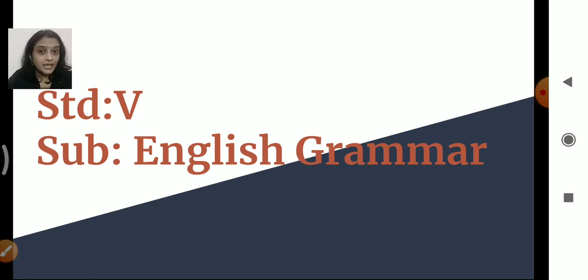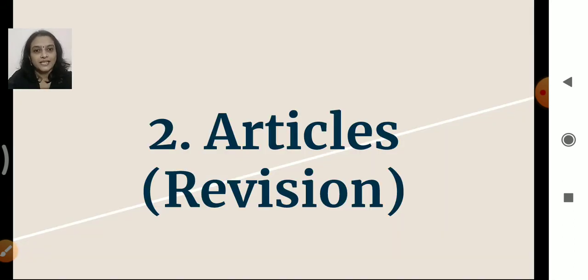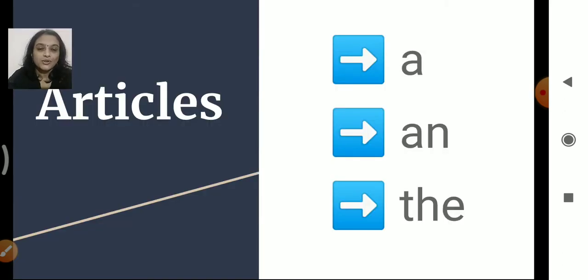Now in grammar, again today we are not going to start with any new topic. Again we will be doing revision, and we will be revising articles. So in articles, do you remember the three best friends who were there? A, an, and the third one is the, right? Okay, so we are going to just revise all these three. Are you ready for that? Okay, so articles we have a, an, the, right? These three are called articles.